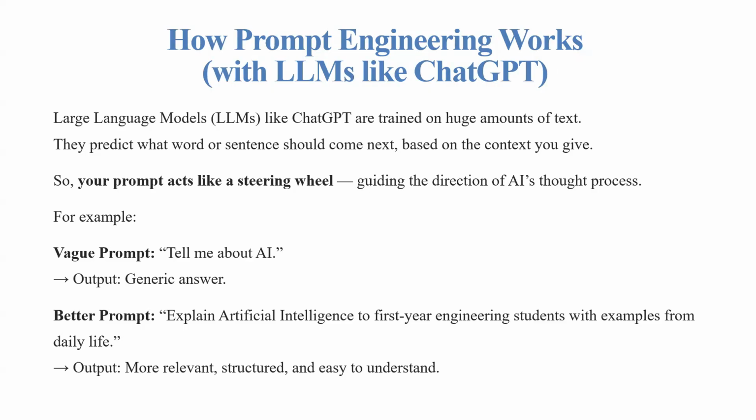Now look at this difference. The AI understands the topic is artificial intelligence. The audience is engineering students, and the explanation should match their knowledge level. So real life examples are expected, because the prompt provides much more context. The AI generates a response that is easier to understand, better organized, more relevant to the audience, and this is the power of prompt engineering.